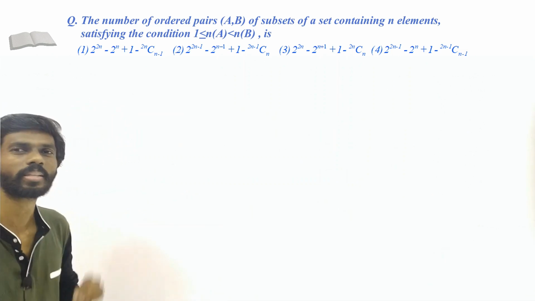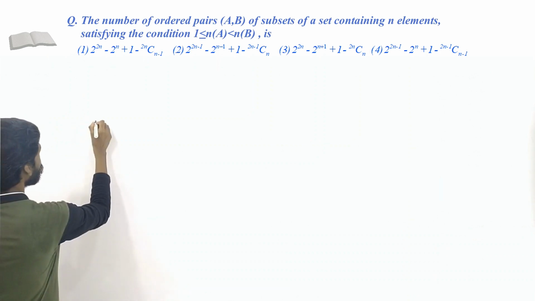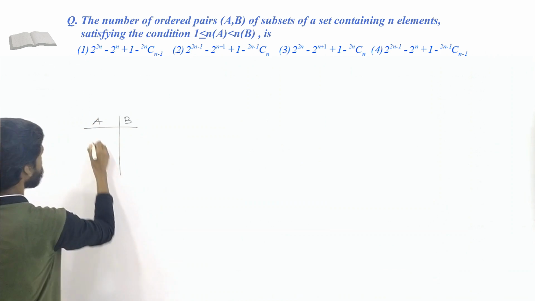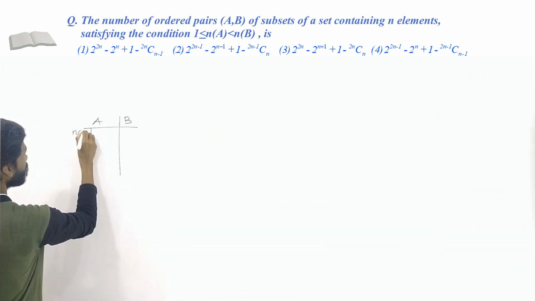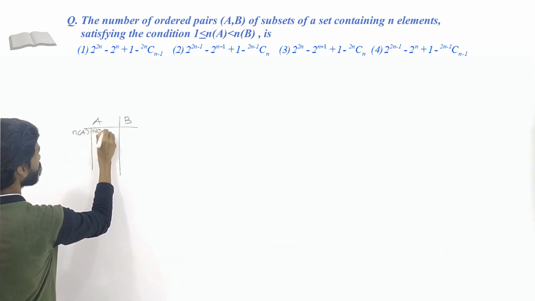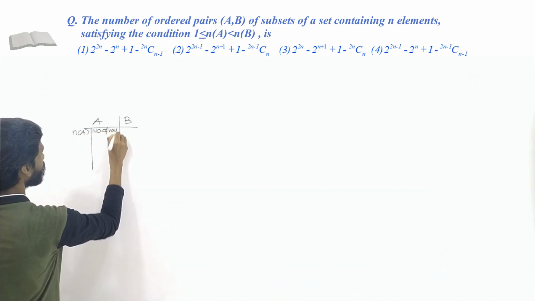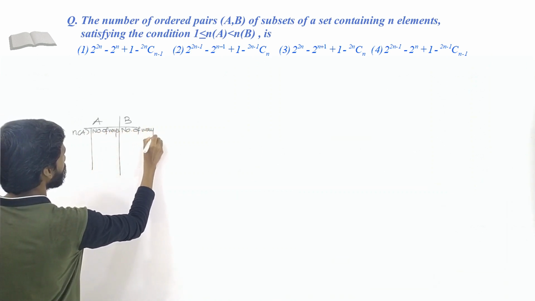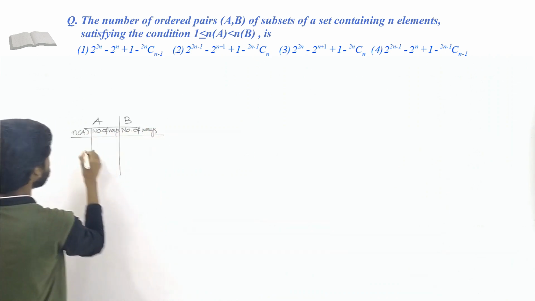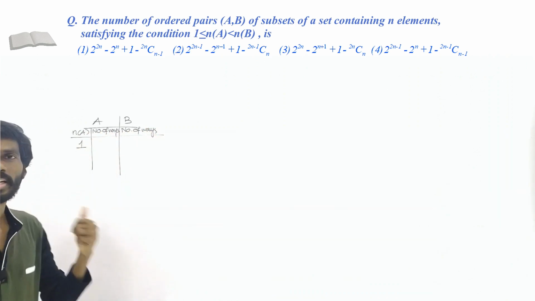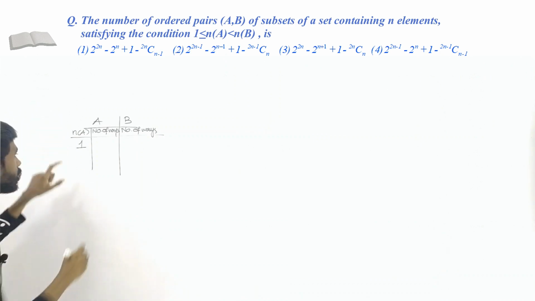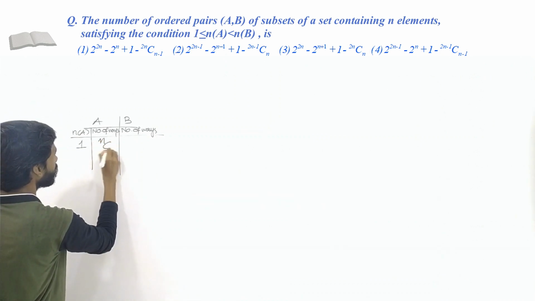So the first method is similar to the last question. 2 subsets are given, A and B. Now based on the number of elements in the set A, we will divide it into many cases, right? So the number of ways to form the set A, and similarly the number of ways to form the set B. Alright, so what is the minimum value of n(A)? 1. It's given that n(A) is greater than or equal to 1. So let us take the first case. A has only 1 element. This 1 element can be selected in nC1 ways.